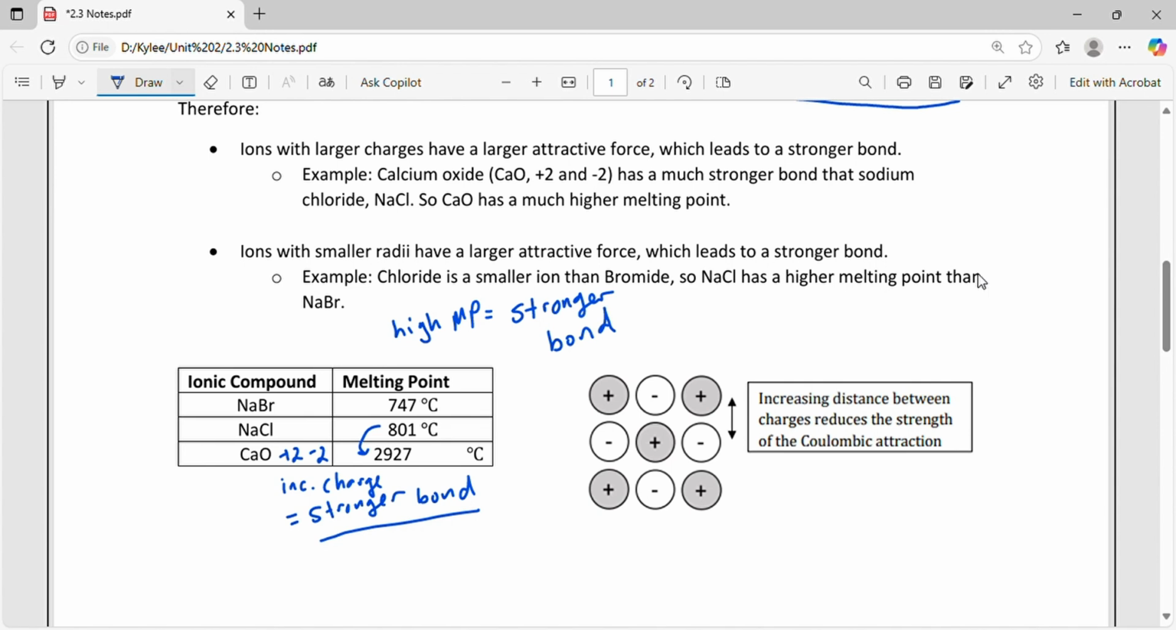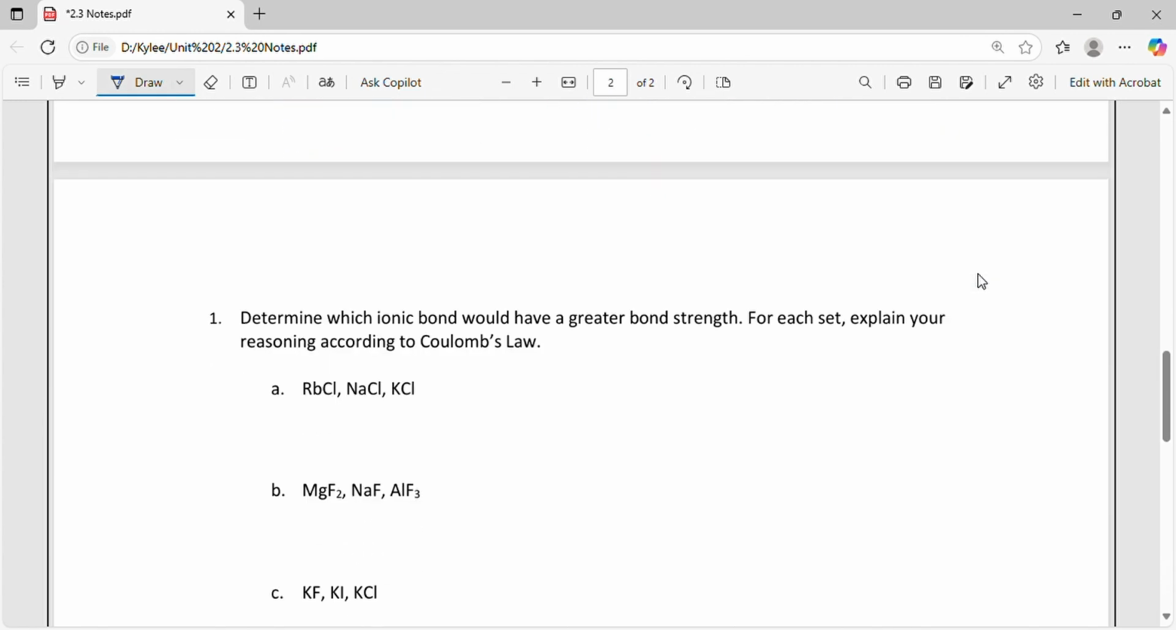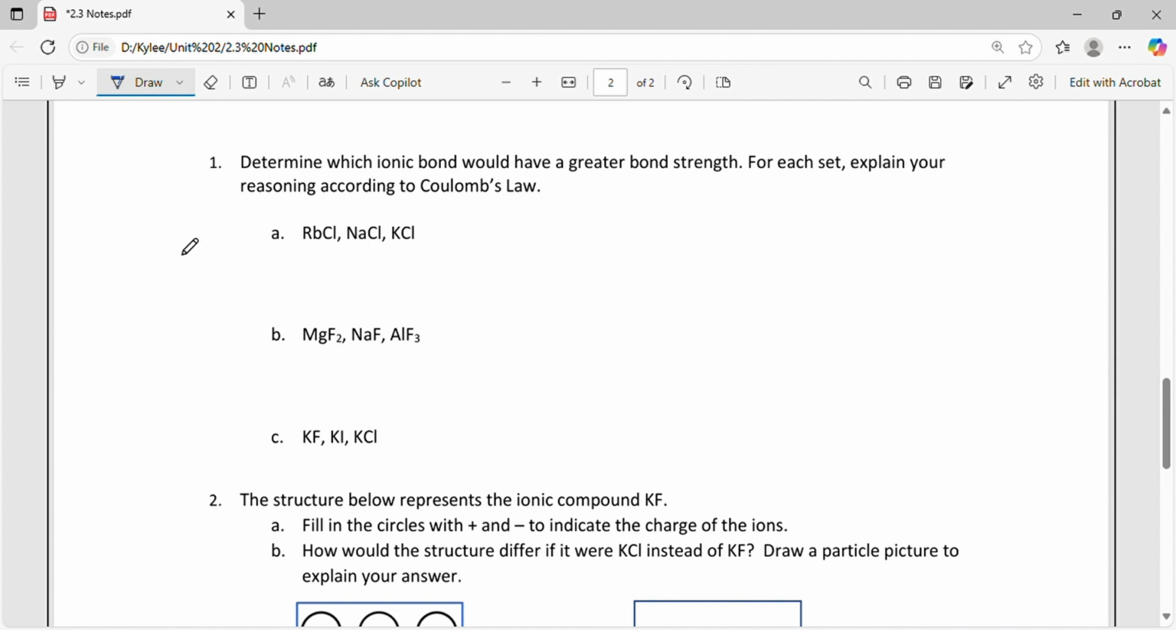So a lot of times, College Board loves to ask us questions trying to explain why we see these things and why one substance's melting point might be bigger than another substance's melting point. So let's look at some examples. This one wants us to determine which would have a greater bond strength. And then it says for each set, explain your reasoning according to Coulomb's law. So for this one, they're all bonded to chlorine, and we saw a similar example earlier in 2.2.